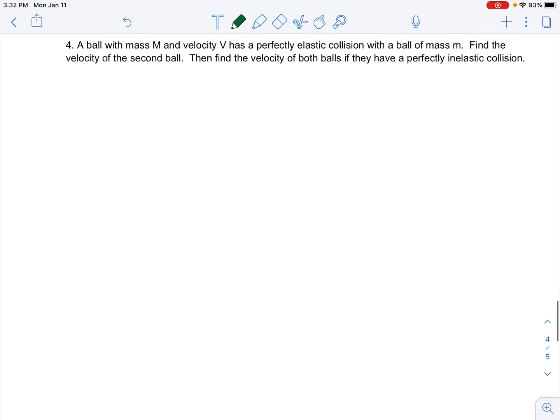Okay, let's try one more example. A ball with mass M and velocity V has a perfectly elastic collision with a ball of mass lowercase m. Find the velocity of the second ball. Then find the velocity of both balls if they have a perfectly inelastic collision. So perfectly elastic means all momentum is transferred.